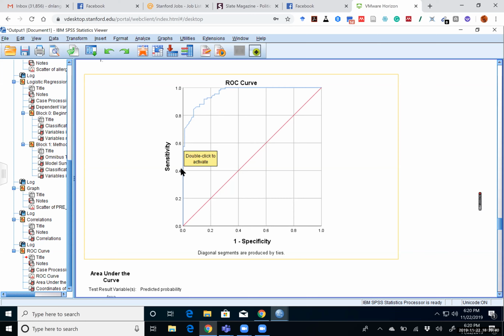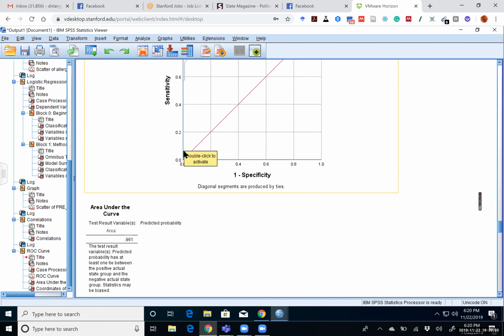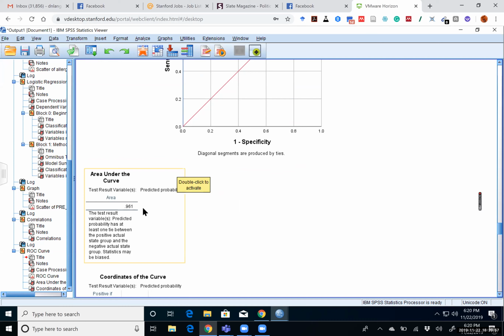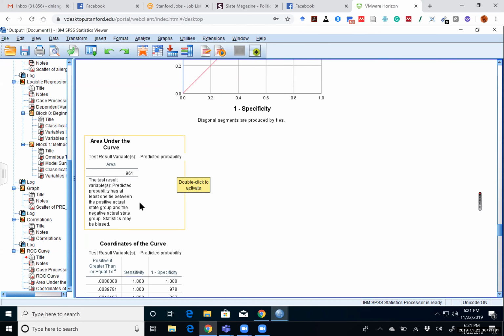In fact, what we see is that for the most part, our model is very sensitive, and can also be fairly specific as well. And you can see this by the statistic called the area under the curve, and that's generally what people use when they are evaluating sensitivity and specificity trade-offs.